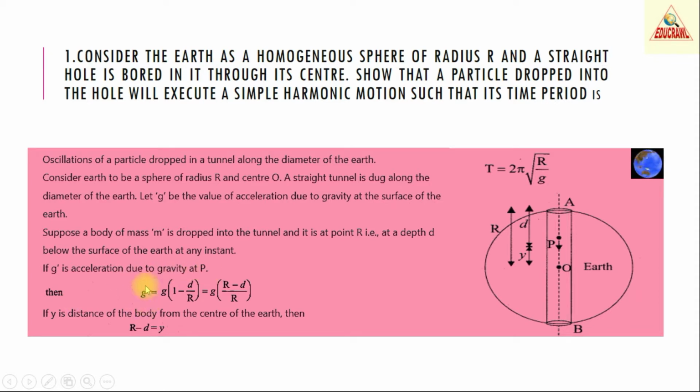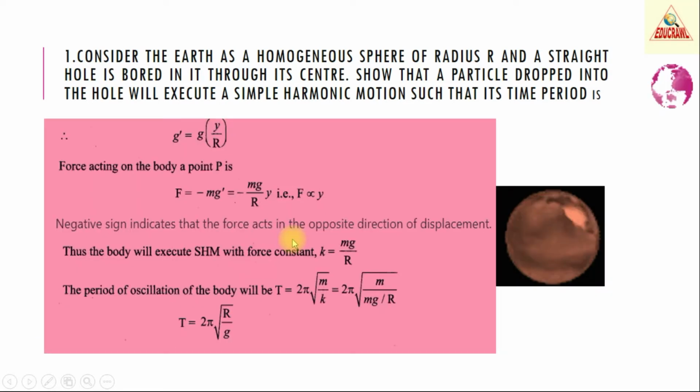And we know that g' is equal to g into 1 minus d by r. That is the formula for variation of acceleration due to gravity due to depth. This formula we have already discussed in lesson 6. So here it will be g' is equal to g into r minus d divided by r. Here if y is the distance of the body from the center of the earth, then r minus d is equal to y. So the equation becomes g' is equal to g into y by r.